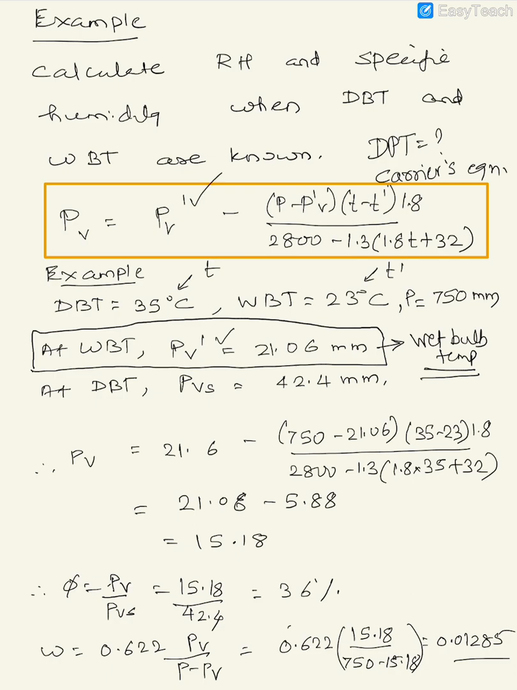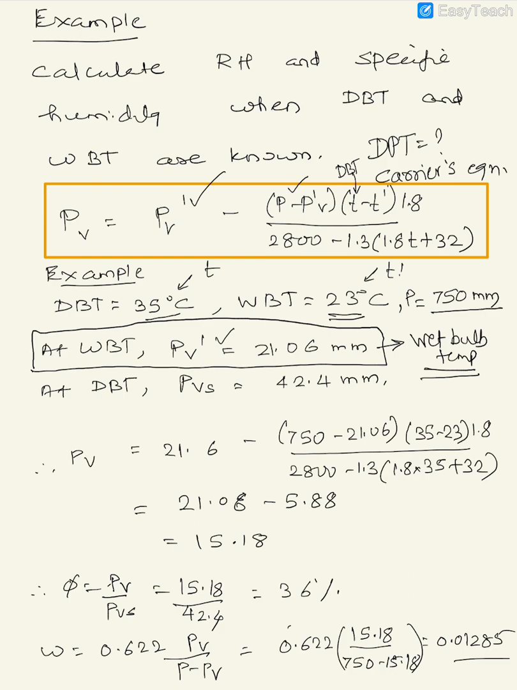Put the PV dash over here. P is the total pressure which would be given to you. Suppose in this problem it is 750 mm. So put that as 750 mm. Temperature T is the dry bulb temperature here, and T dash is the wet bulb temperature. For example, in this problem, 23 is the T dash and 35 is T, dry bulb temperature.